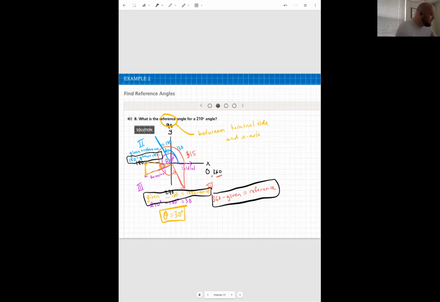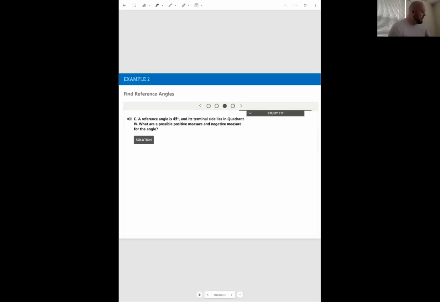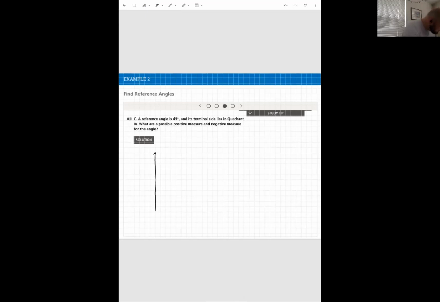All right, let's go back and look at part C for this example now. Part C says a reference angle is 45 degrees and its terminal side lies in quadrant 4. So let's draw some axes.